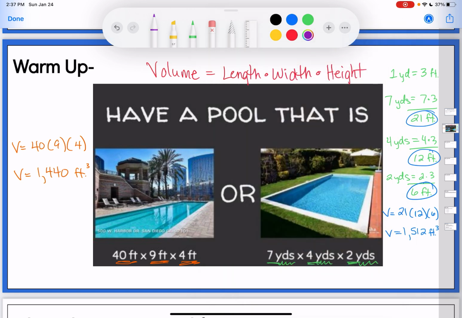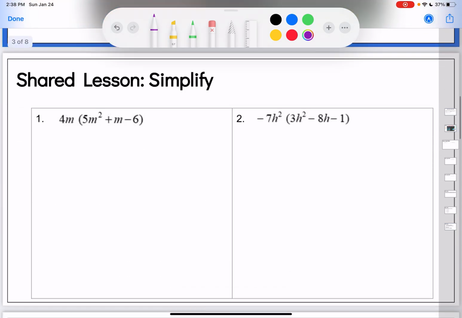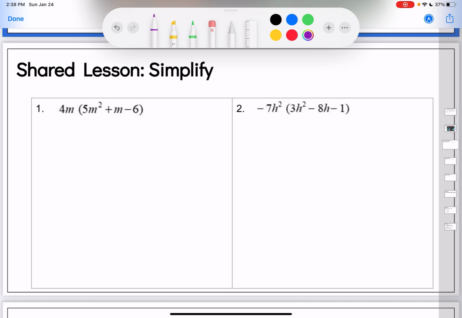So if I wanted to compare the two, which I do in this case, I got to make sure that they have the same unit. So 1,512 cubic feet would be better than 1,440 feet cubed. But if you had just looked at those original numbers, you'd be like, whoa, that second one is smaller. Ooh, watch those units, right? Okay, so let's start thinking about multiplying with our polynomials here, okay?